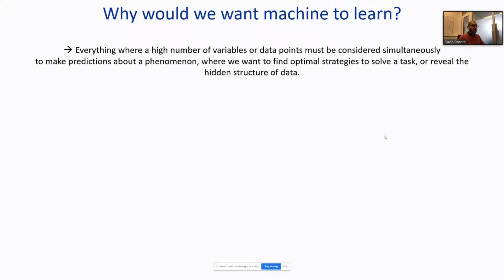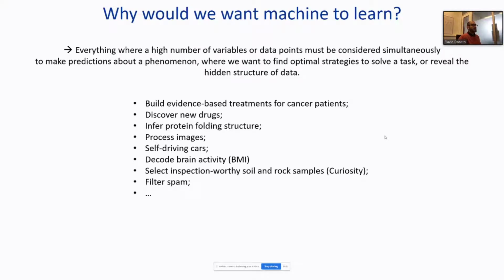So today we know that we can use machine learning to build algorithms that identify treatment based on evidence for cancer patients, discover new drugs, infer protein folding structure, process images, drive a car autonomously, decode brain activity, the brain-machine interfaces that we saw already previously, inspect soil samples, and this is what Curiosity does now on Mars, filter spam in your email, and, when you enter a query in Google, predict what you actually mean to look for and give you a series of answers. For these things, we've used machine learning to develop algorithms that can do it.